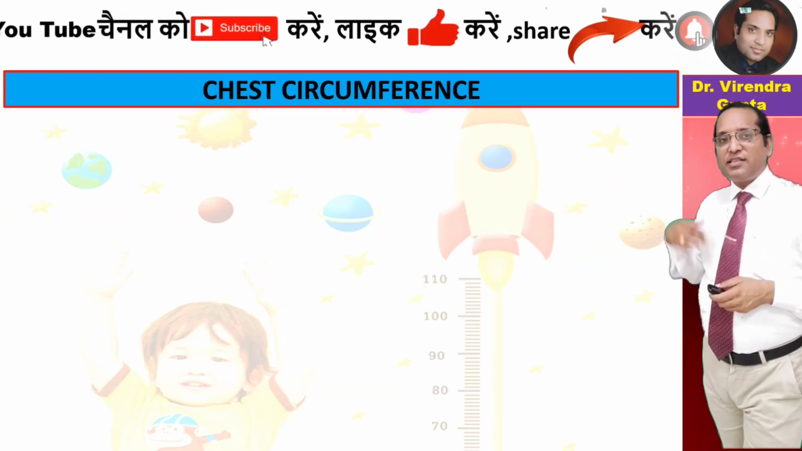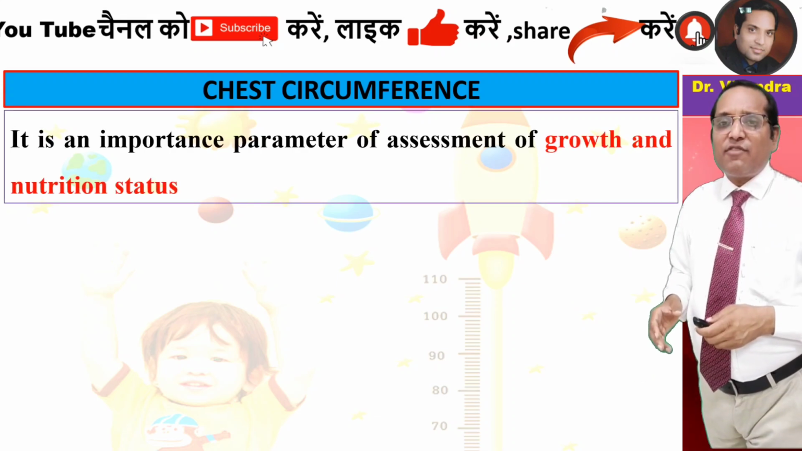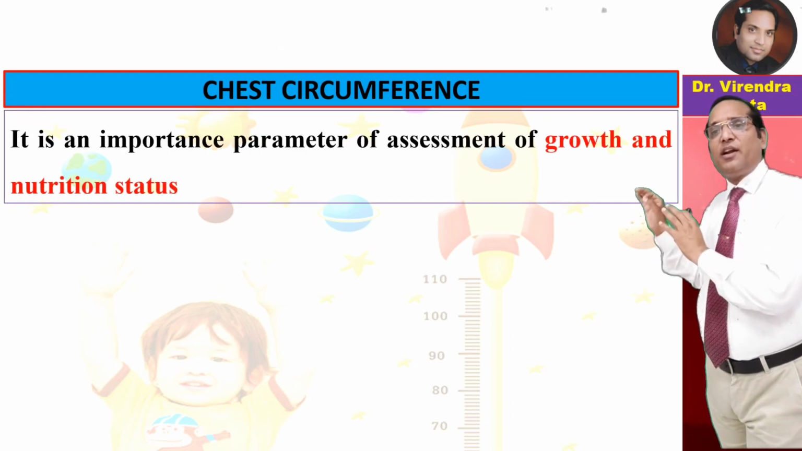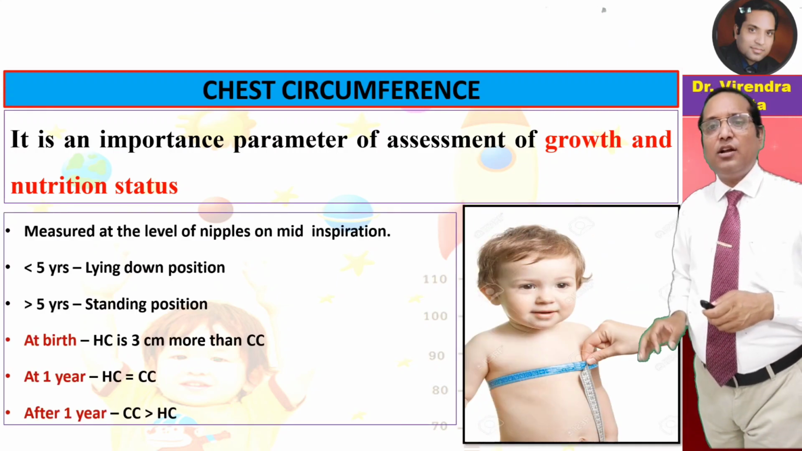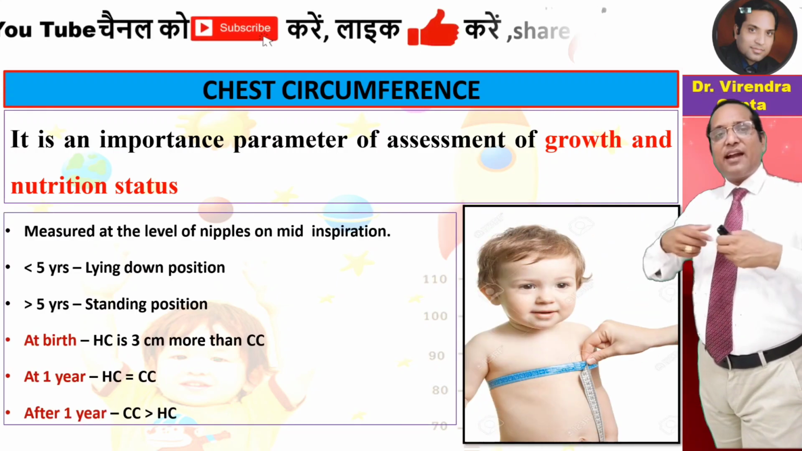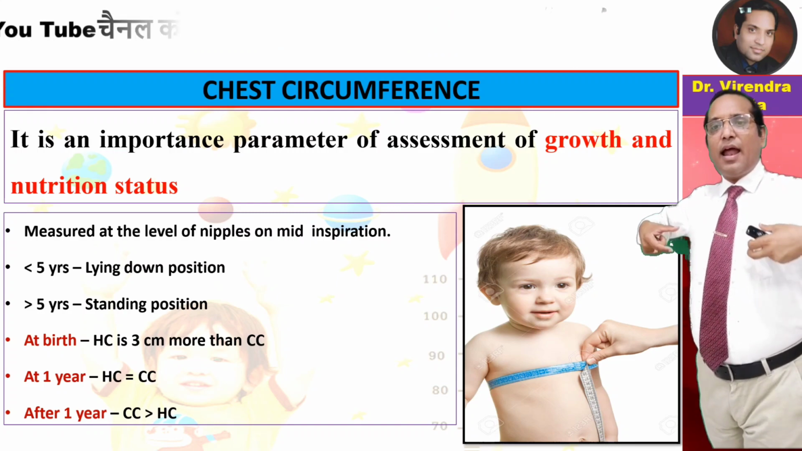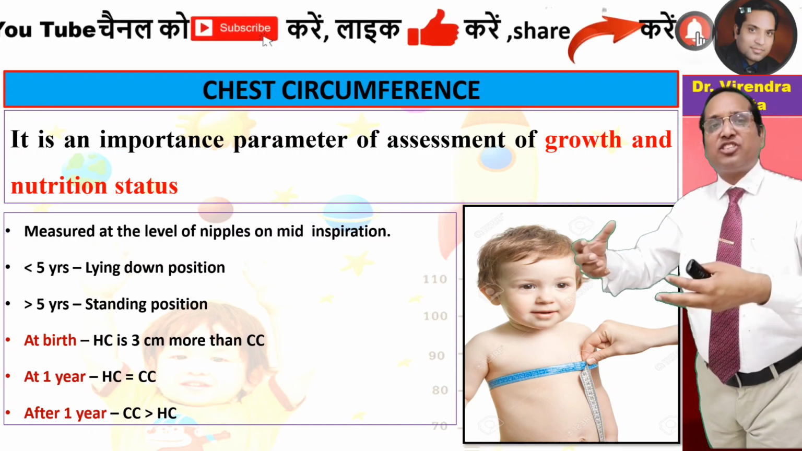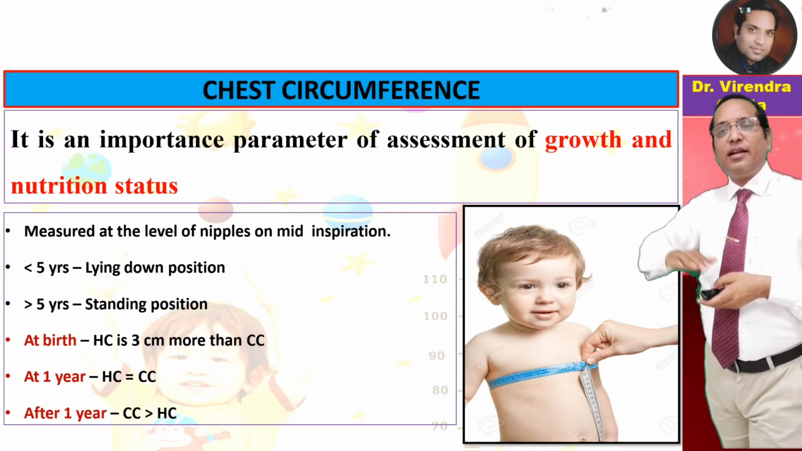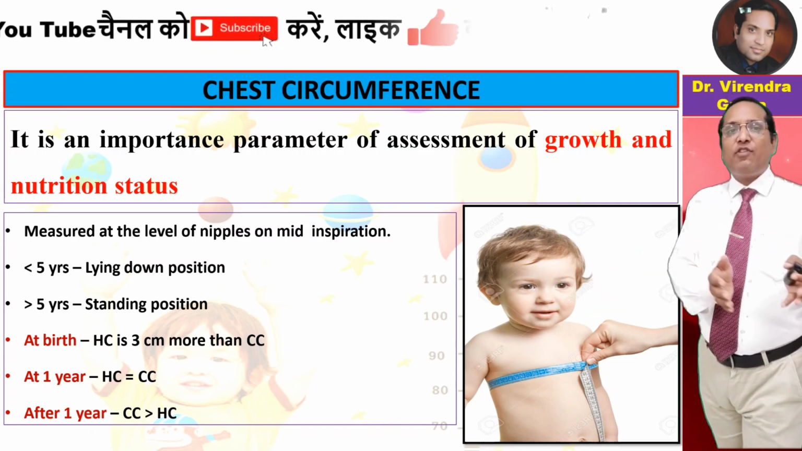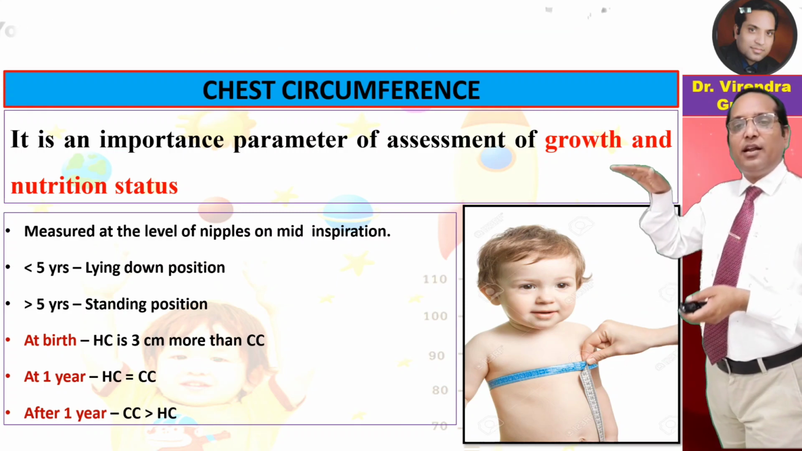And guys, next parameter is the chest circumference, which is an important parameter to assess the growth and nutritional state of the child. So guys, it can be measured at the level of the nipple in the mid inspiration position, and below 5 years of age it can be taken in the lying down position, while above 5 years of age it can be taken in the standing position.